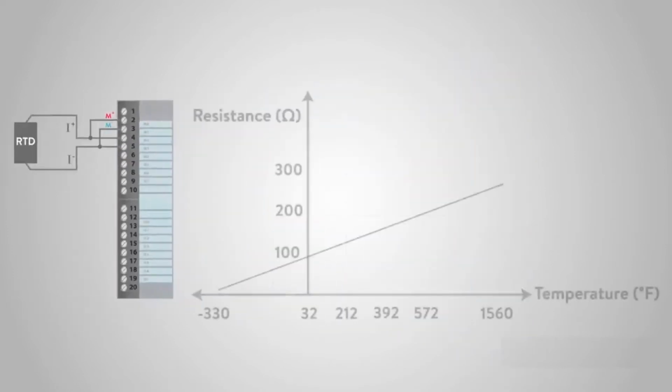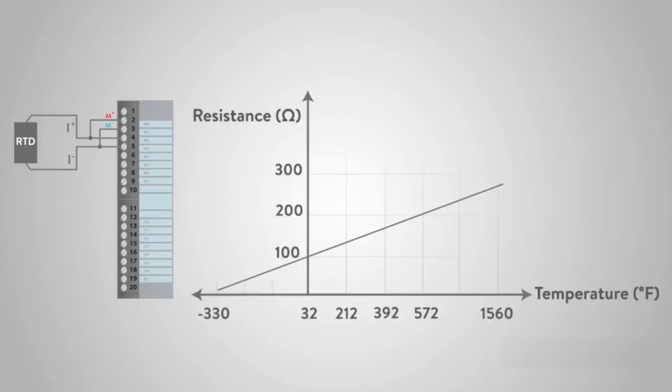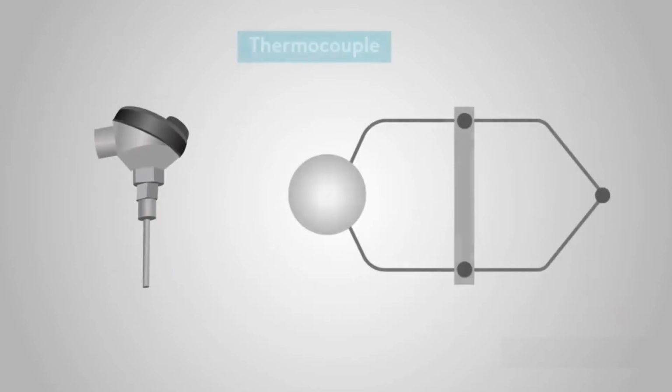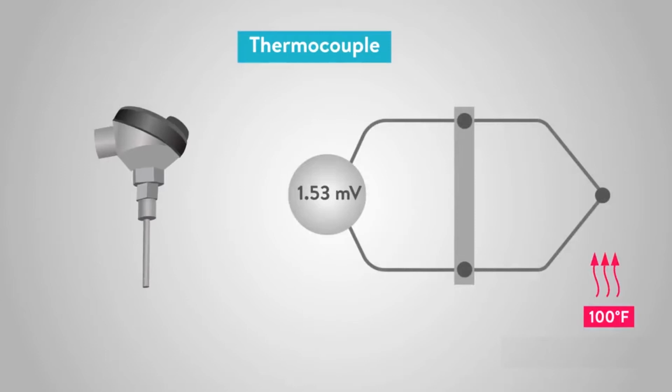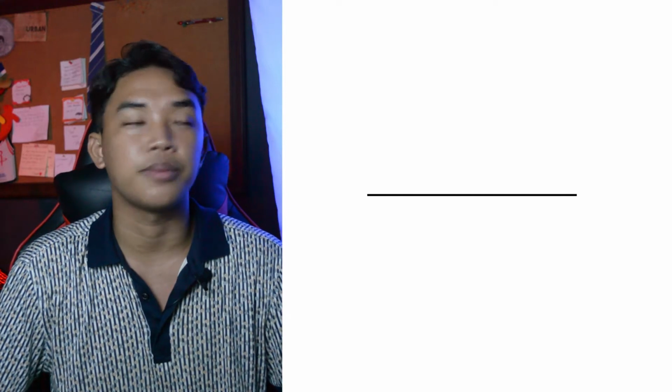To take advantage of this change in resistance, an external supply or an excitation circuit is required to produce a change in voltage. On the other hand, a thermocouple is an active sensor which does not require an external power supply to operate. As a thermocouple is exposed to an increase in temperature, it will develop an increasing voltage across it.